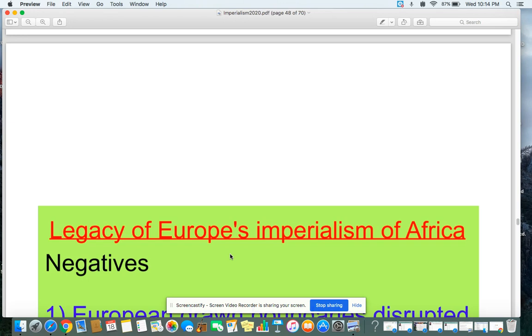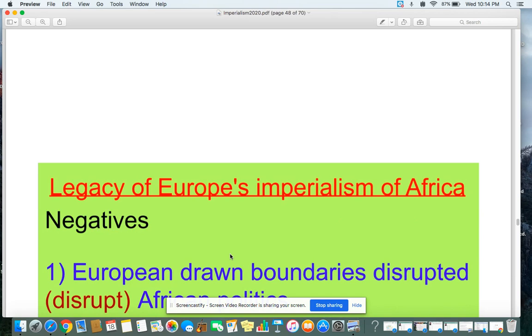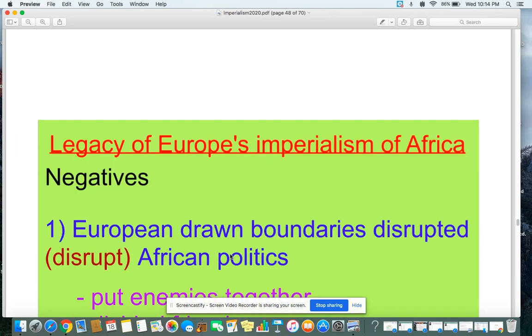Well, first of all, Europe ended up taking over all of Africa. Guess who got to draw the borders of Africa? This should remind you of the Middle East and what happened. Europe drew the boundaries, and that would really disrupt African politics big time.